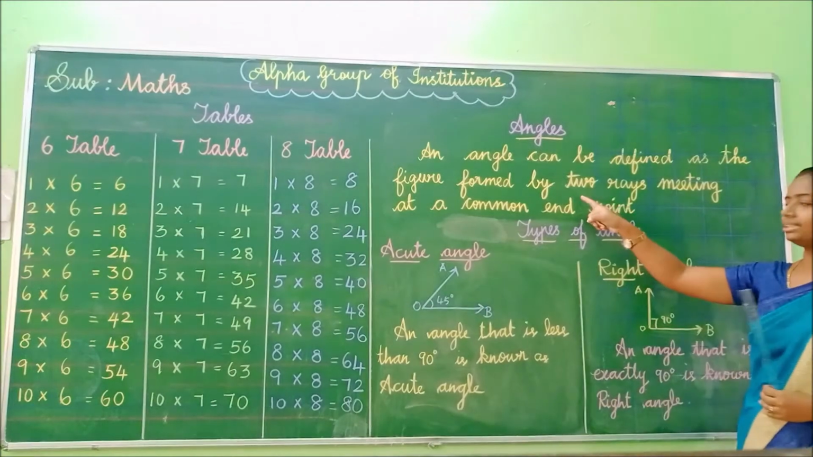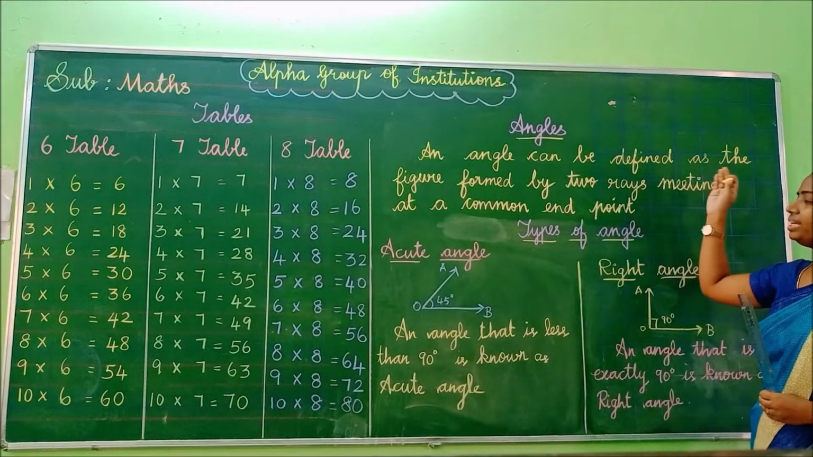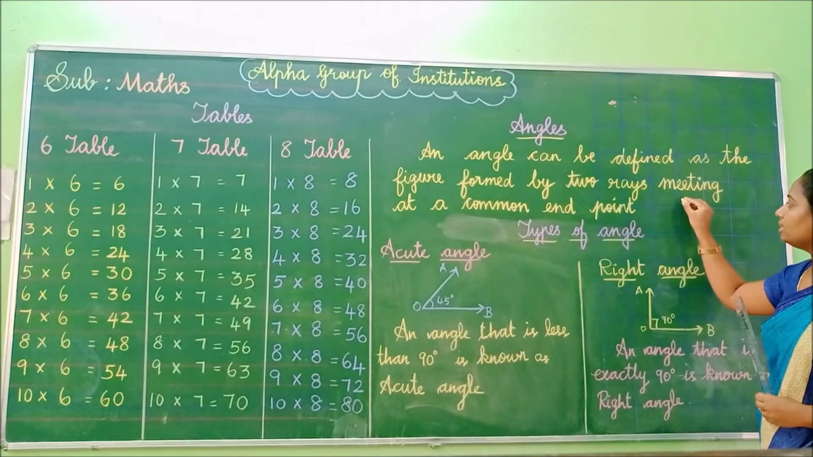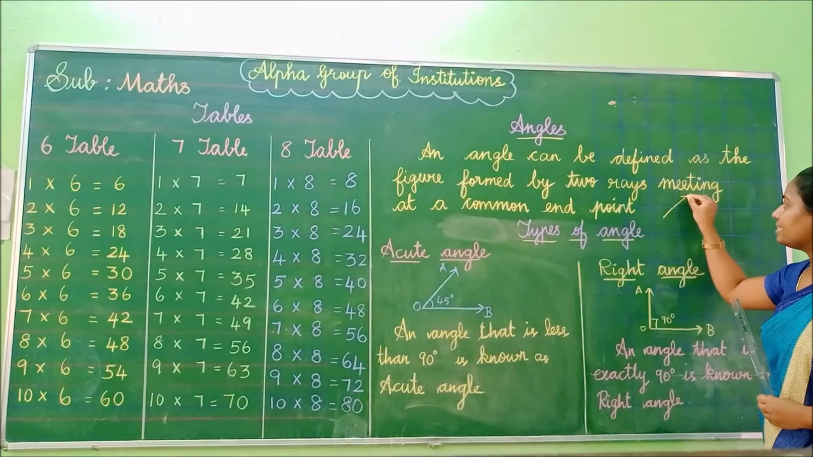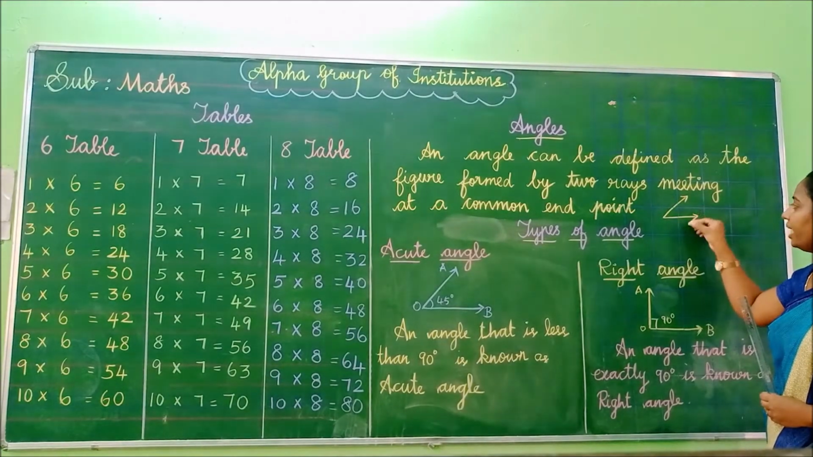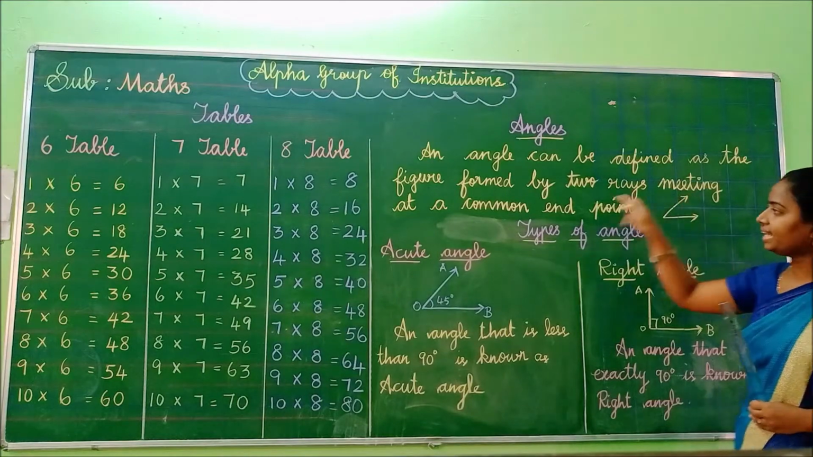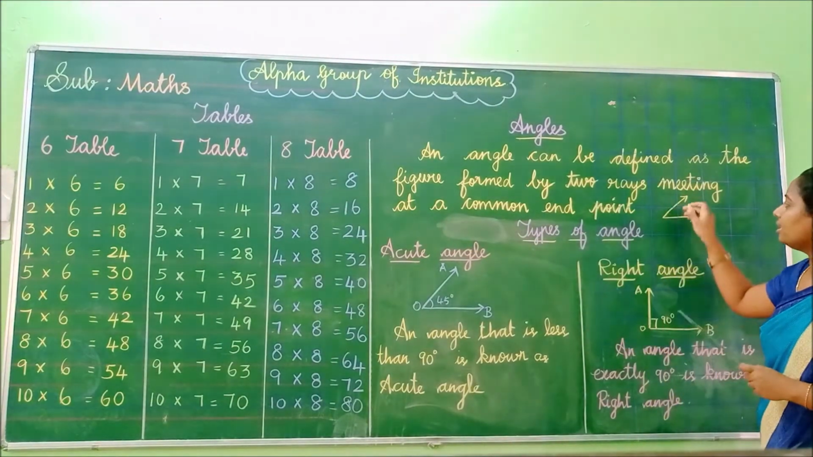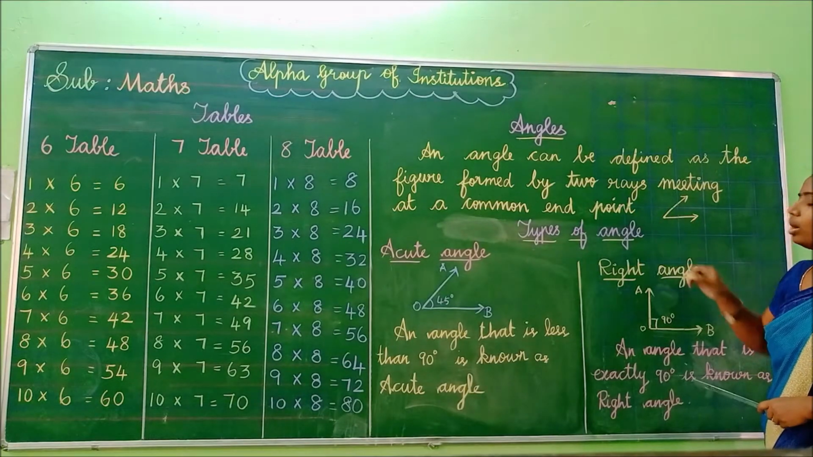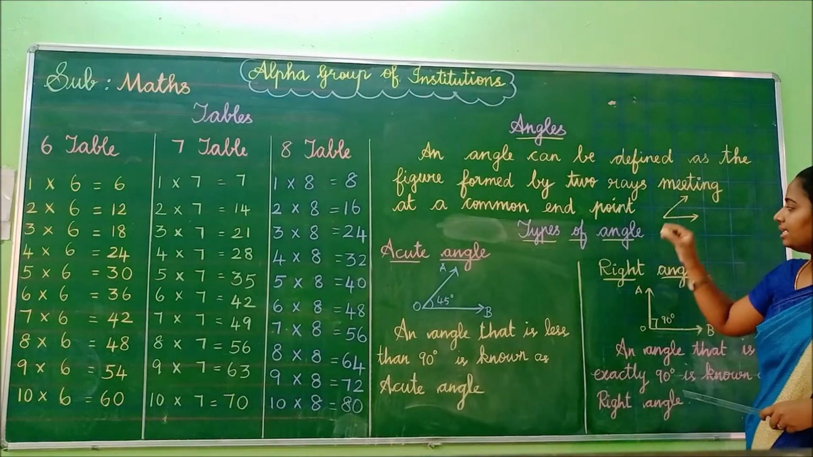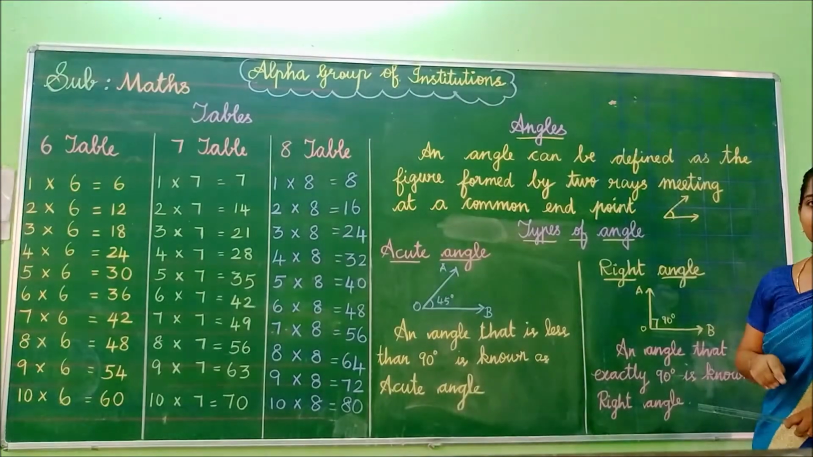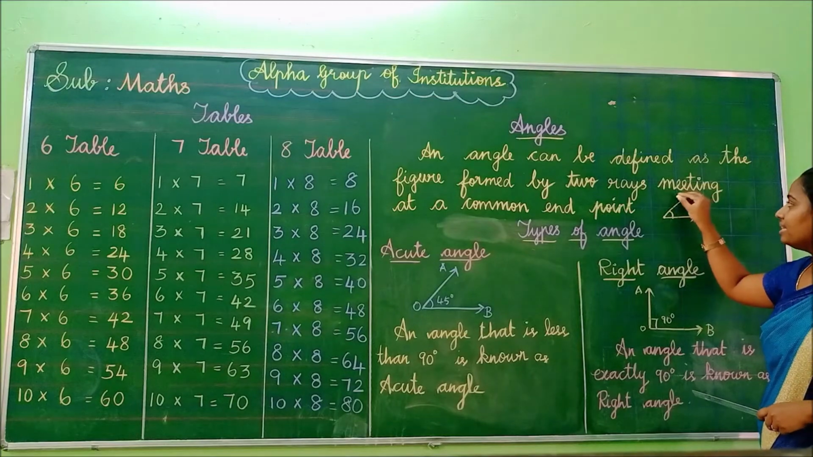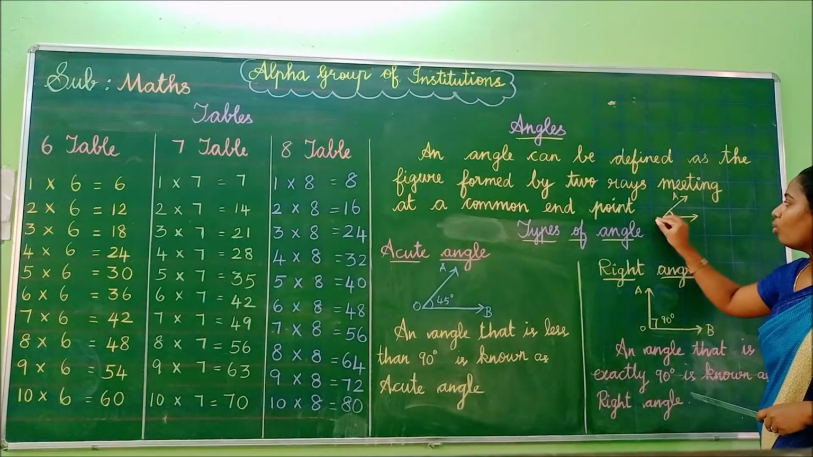Okay, see what is said: an angle can be defined as a figure formed by two rays. We have to draw the rays. See, it is a ray, isn't it? We have to draw two rays. What is said? See, meeting at a common end point. See here, the two rays are meeting at the common end point, isn't it? This place we call an angle. Okay, this place only we call an angle. We can represent this with a name also, A, O, B or anything.